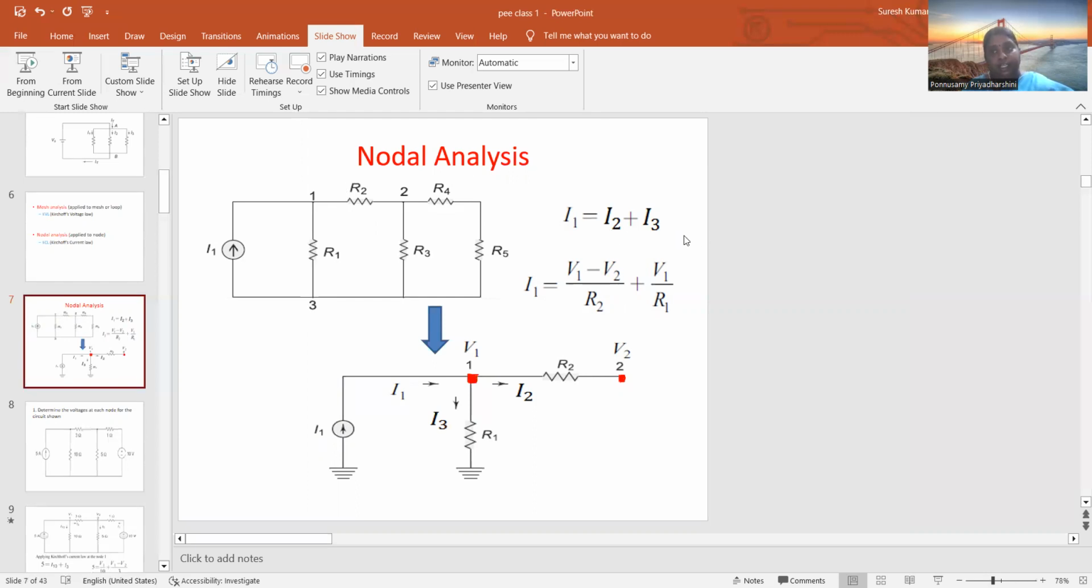How do we write I2 according to Ohm's law? I2 is the current flowing through the resistor connected between the nodes V1 and V2, so I2 is V1 minus V2 by R2. And similarly, I3 is the current flowing through the resistor R1, so I3 is V1 by R1.